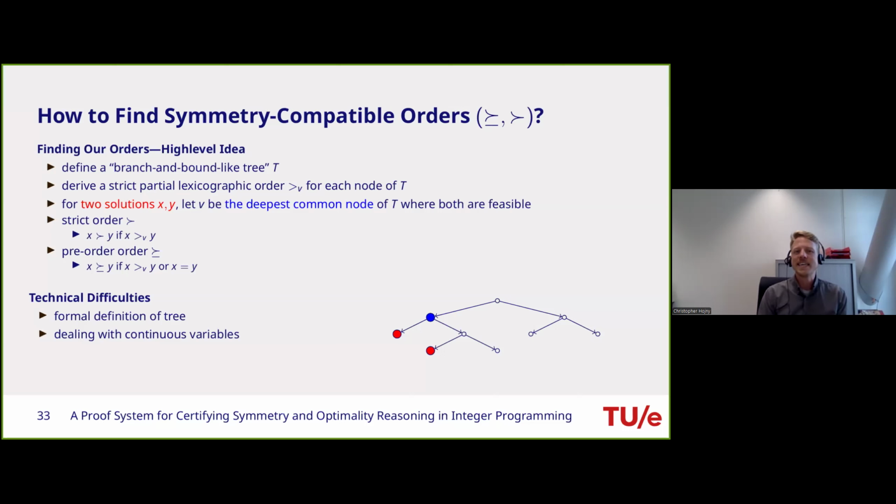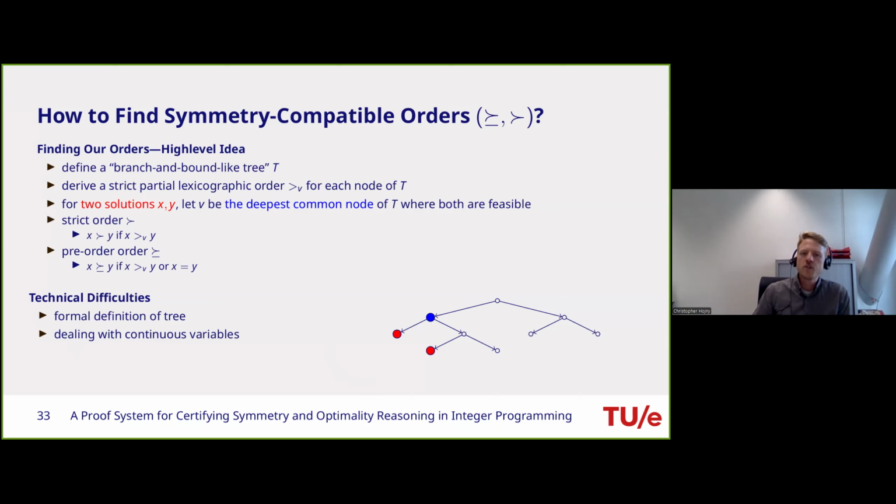We define a tree that tries to resemble the branch and bound tree, but it can also be completely unrelated to the branch and bound tree. And then again, we derive for every node of this tree that we define a strict order, a strict partial order, as done on the previous slide.